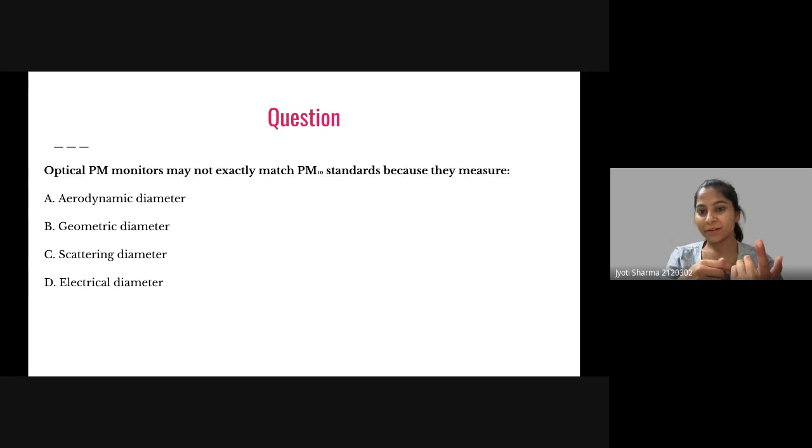And then we have geometry. We need different geometry to segregate different sizes of the particulate matter. So for example, if you want to segregate 2.5, then your geometry of the impactor may be different. But if you want to segregate, let's say, the diameter of 1 micrometer, then your geometry or design will be different. So I think both should be the answer.